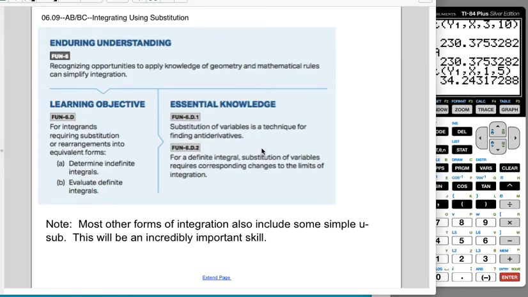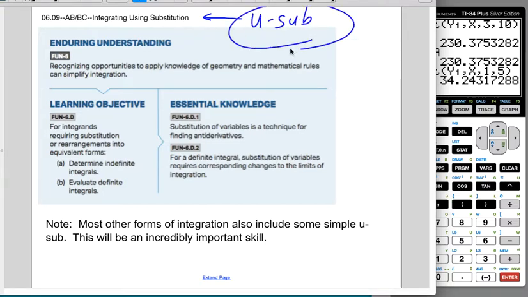All right, this is AP, AB, and BC Calculus. We're doing Unit 6, Section 9, which is integrating using substitution. So essentially, this is what we would call U-sub, right? U-sub is super important. Most other forms of integration that you're going to learn, and you will learn other forms, use some simple U-sub somewhere in the problem. So this is super duper incredibly important. This is a really big section.